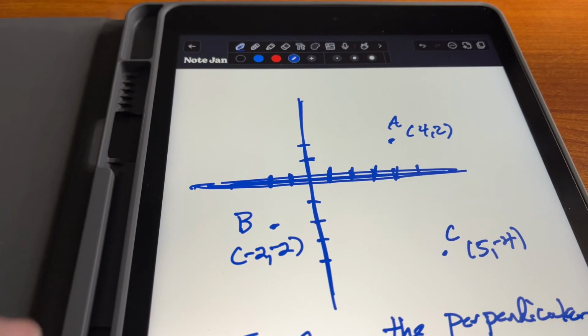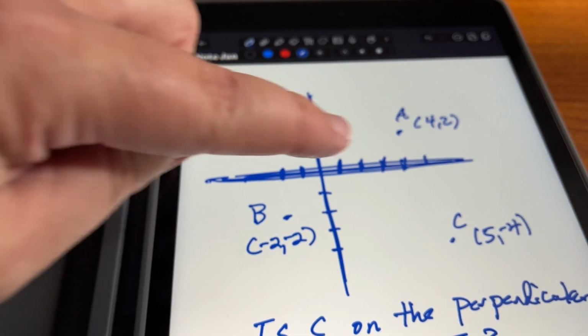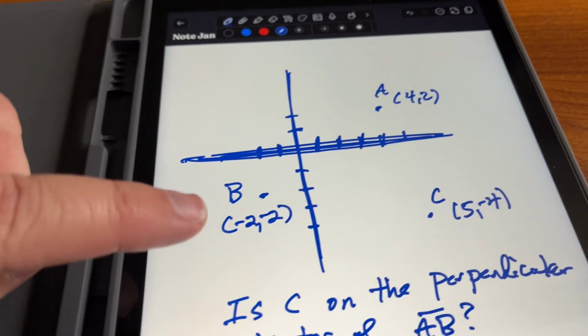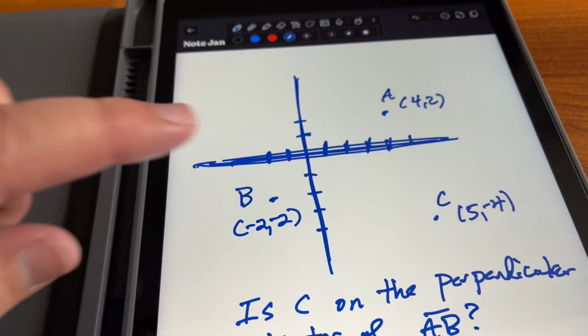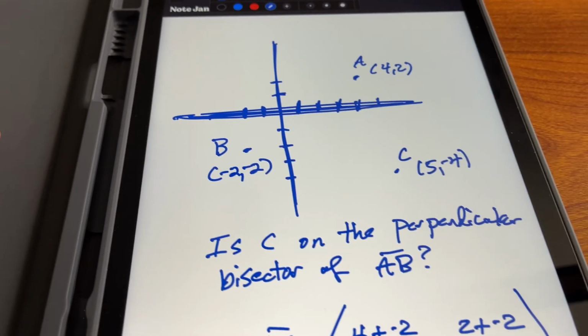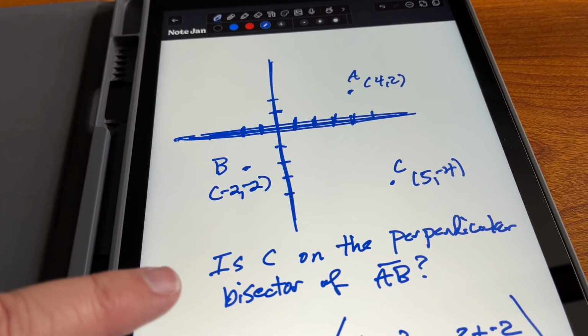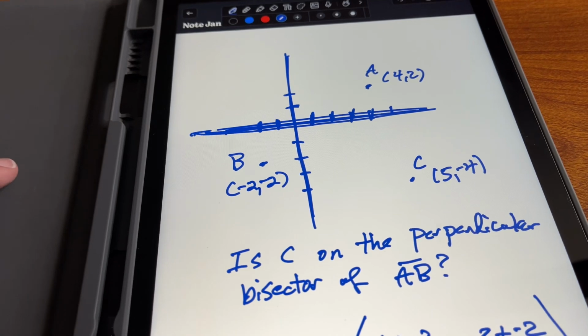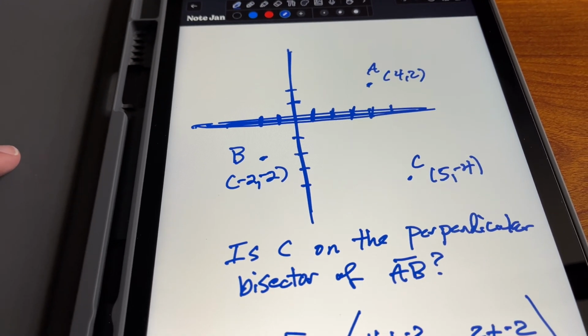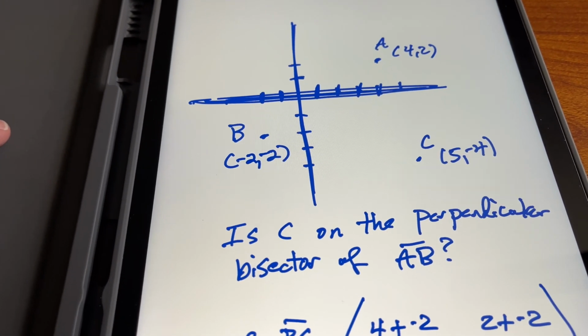Consider this drawing. We have A, which is at 4, 2. We have B, which is at -2, -2. And so the question is, this point C over here, which is at 5, -4, is that on the perpendicular bisector of AB? Well, first of all, you'd have to know what a perpendicular bisector is.